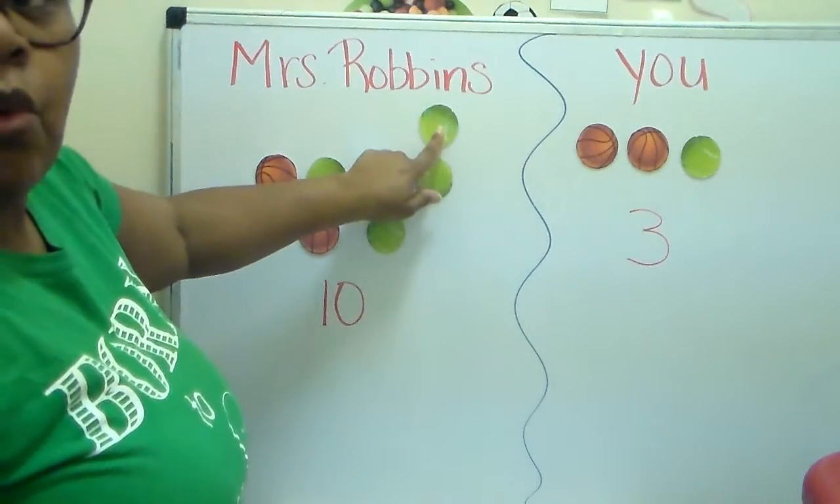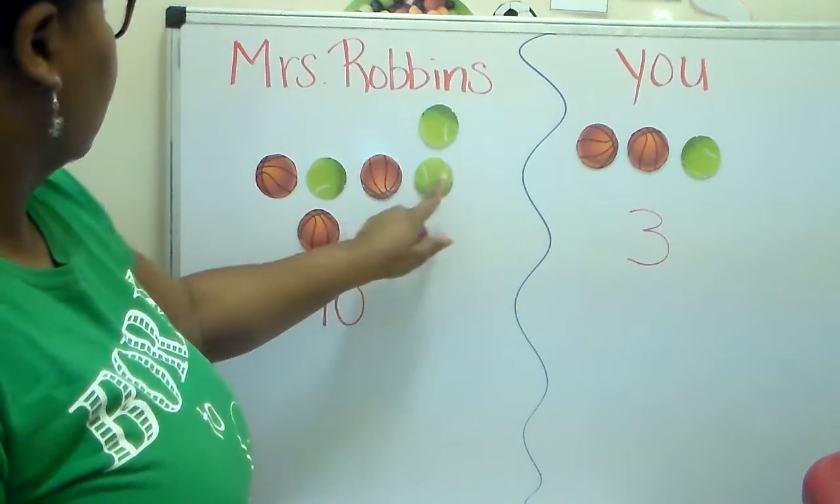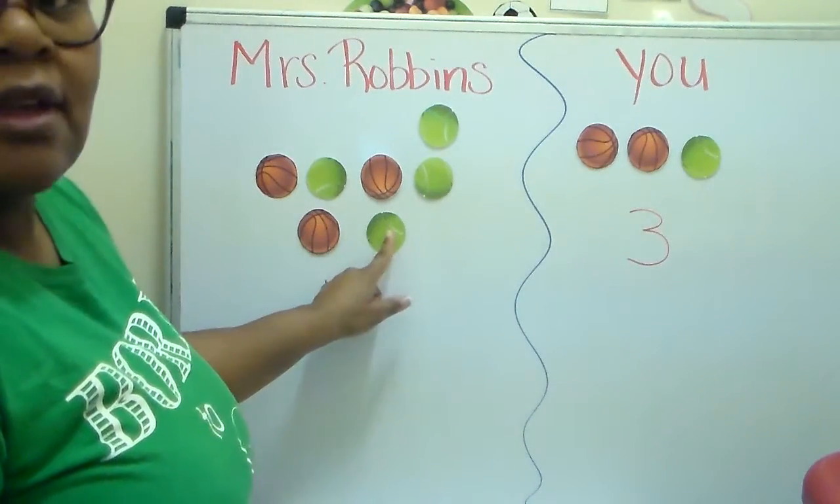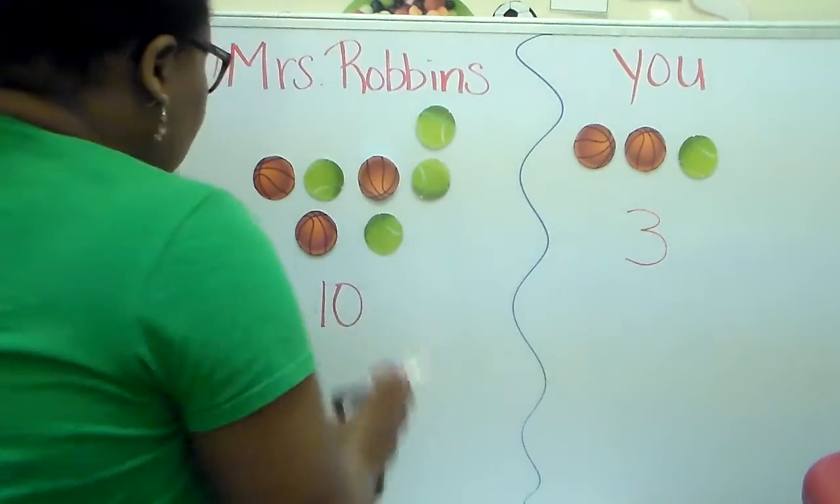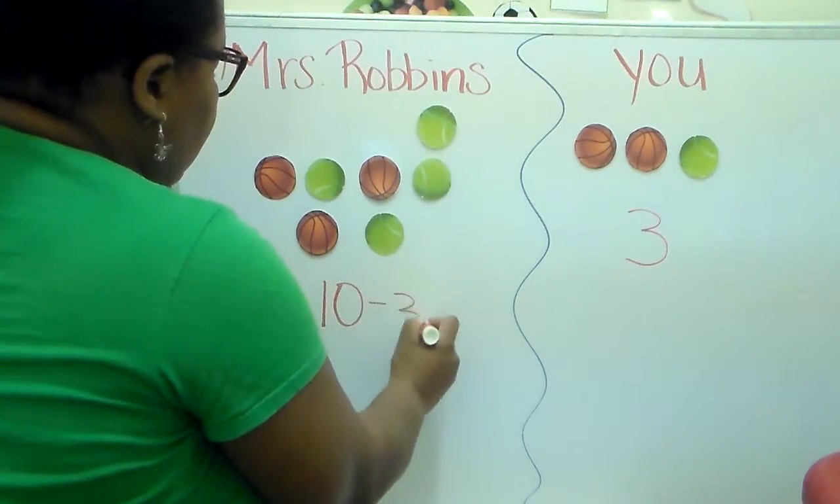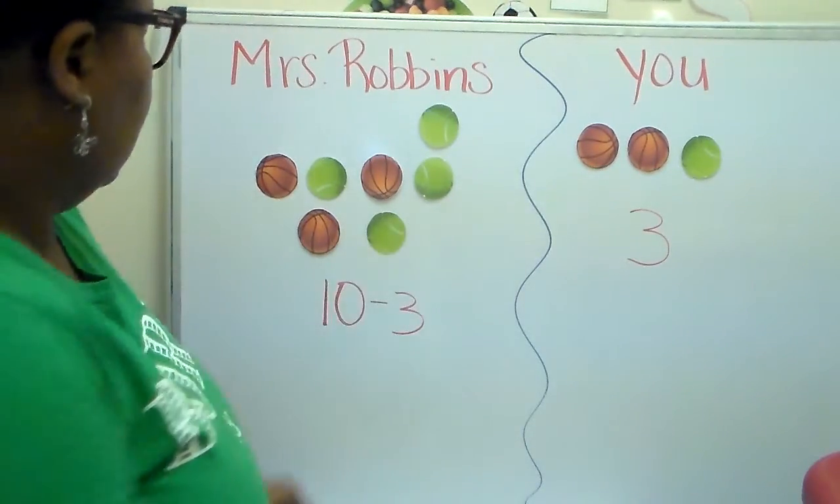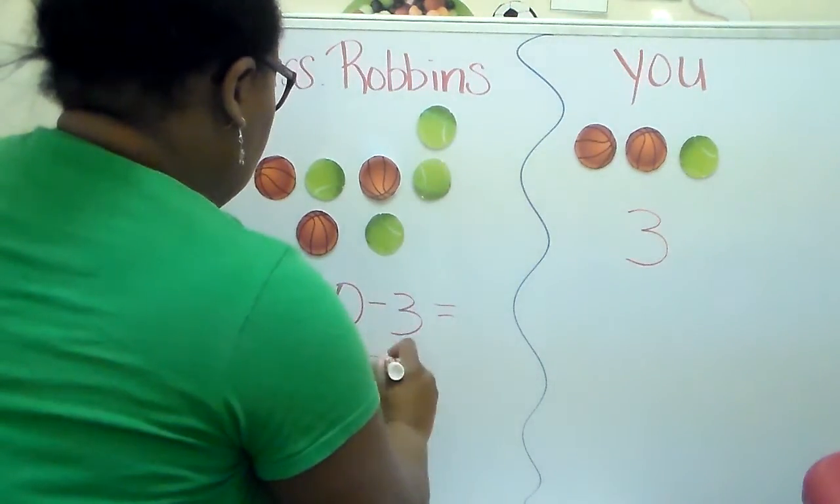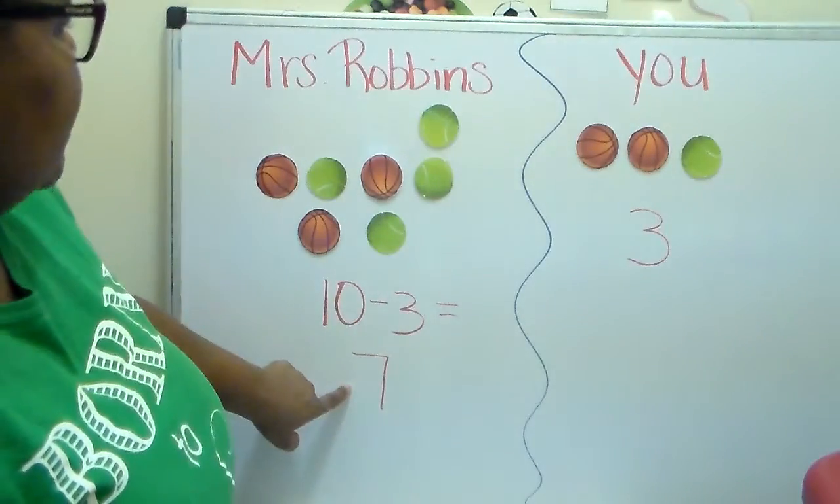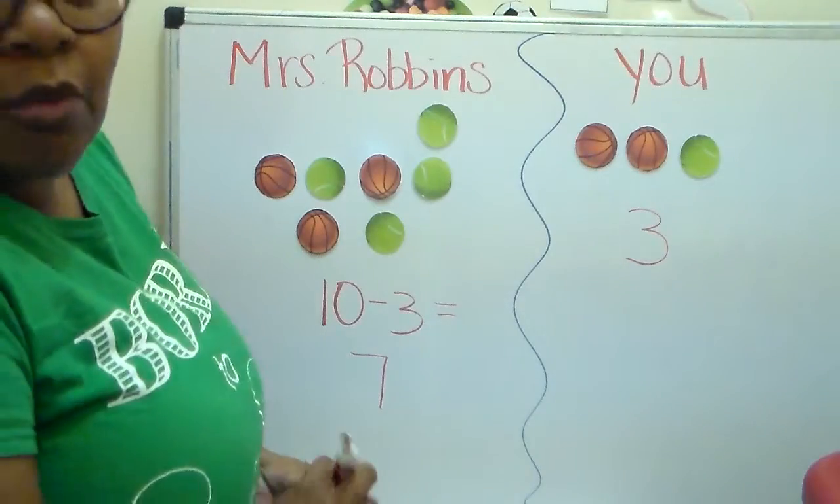Let's count together. 1, 2, 3, 4, 5, 6, 7. So I started with 10 and I gave you 3. 10 take away 3 equals 7. I have 7 left. So you're going to start with 3 and I'm going to give you some more now.